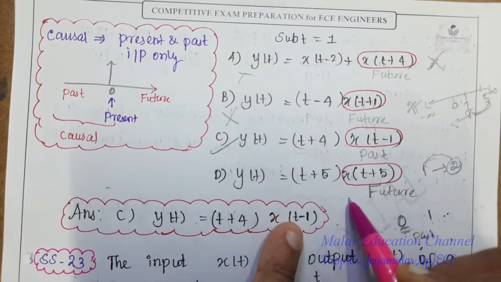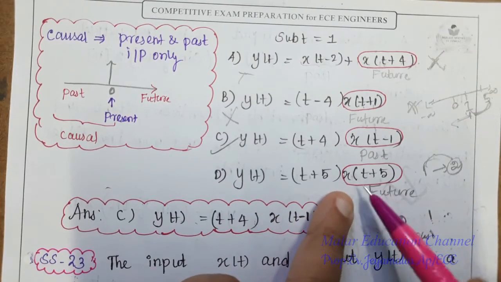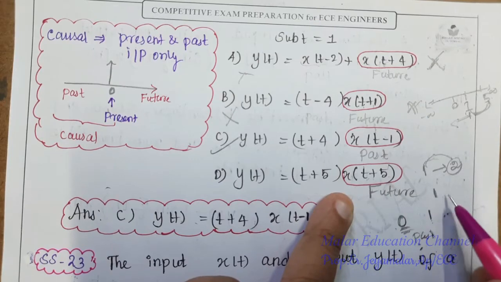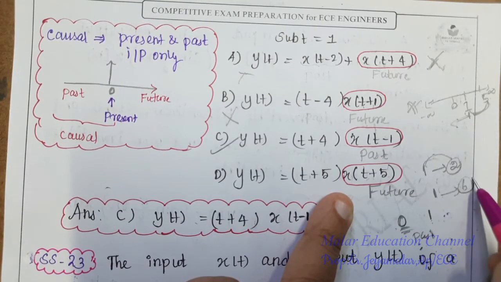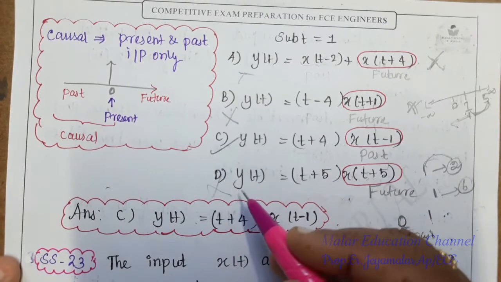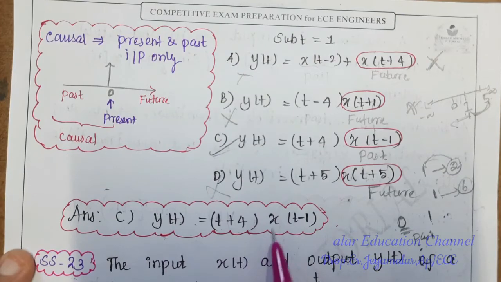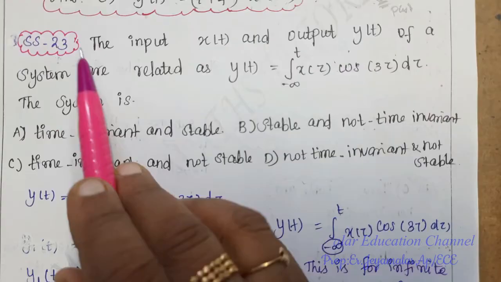Anyway, let me check the final option also. y of t equal to x of t plus 5. When substituting 1, the answer is 6. Comparing with 1, the answer is a future value. So option D is also wrong. Hence the exact correct answer is C.